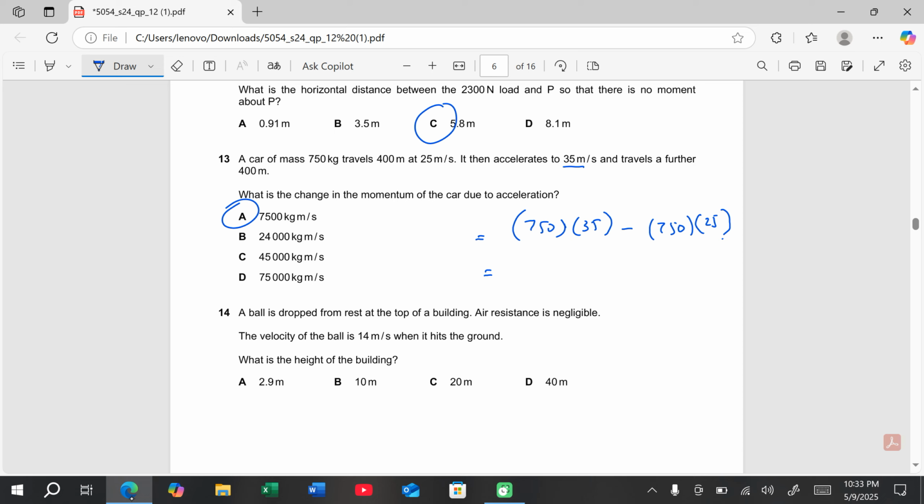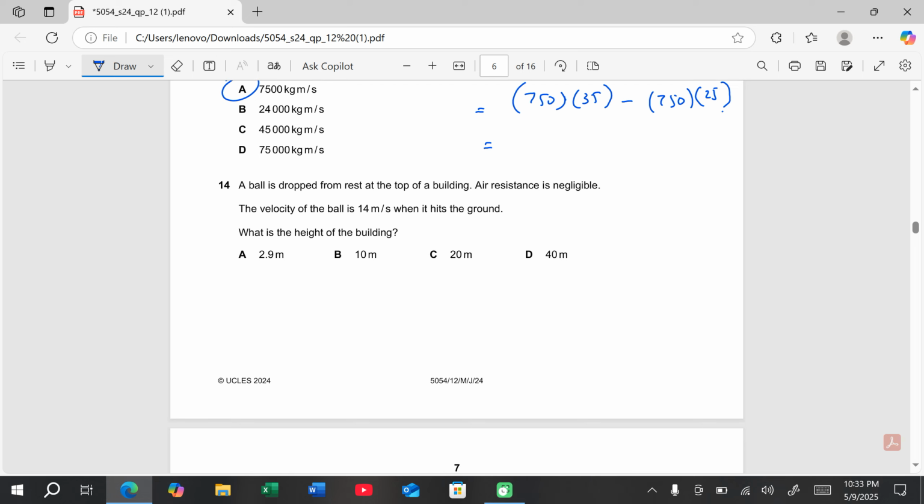A ball is dropped from rest from the top of a building. Air resistance is negligible. The velocity of the ball is 40 meters per second when it hits the ground. What is the height of the building? Potential energy is equal to kinetic energy. So mgh is equal to half mv squared. The m gets cancelled. This is 9.8 times height. We need to find one by two times v squared, 40 squared, so it is 1600 divided by 2. This is 800, so it's about 80 meters.